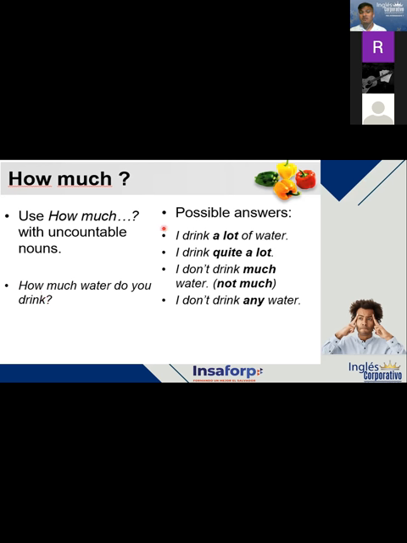We have the possible answers. We can say, I drink a lot of water. I drink quite a lot. I don't drink much water or not much. I don't drink any water. So as you can see, we're using quantifiers and at the same time, we are understanding how to make questions with how much plus an uncountable noun. Is this part clear, guys? Yes, teacher. Yes, all right.